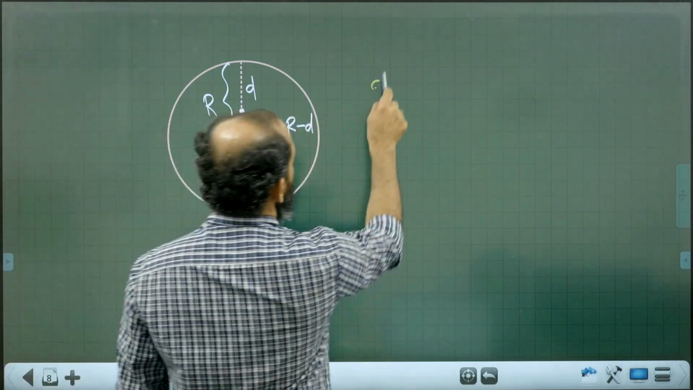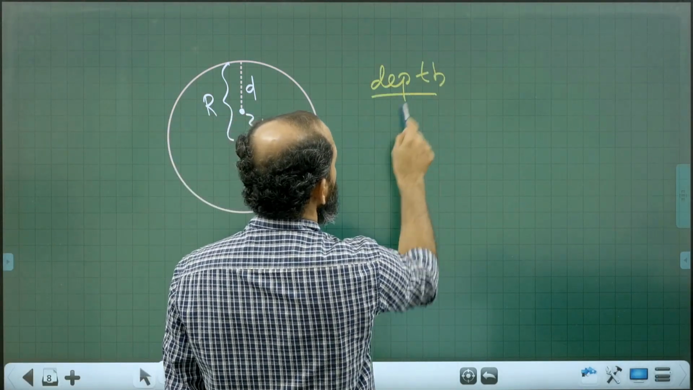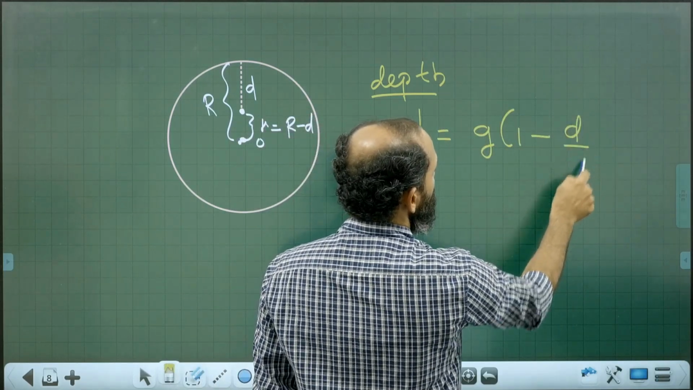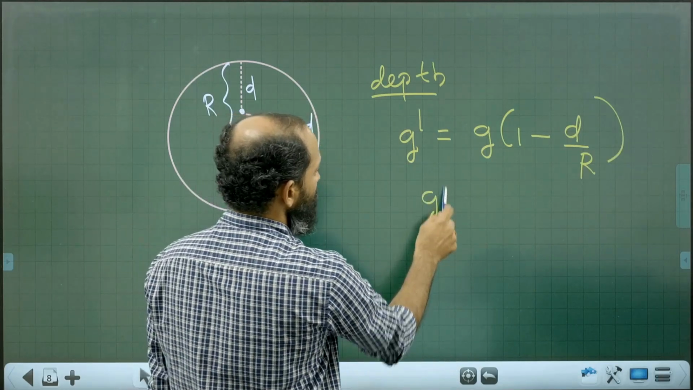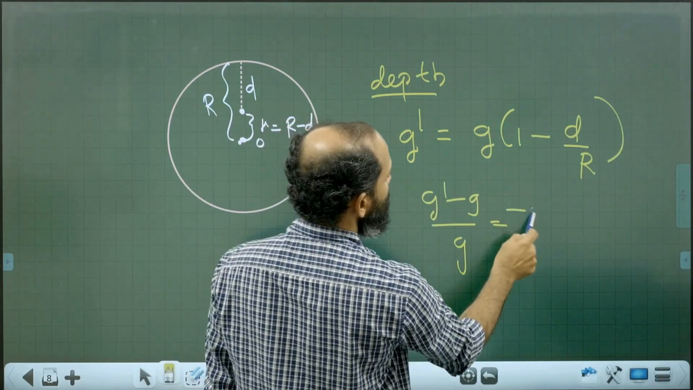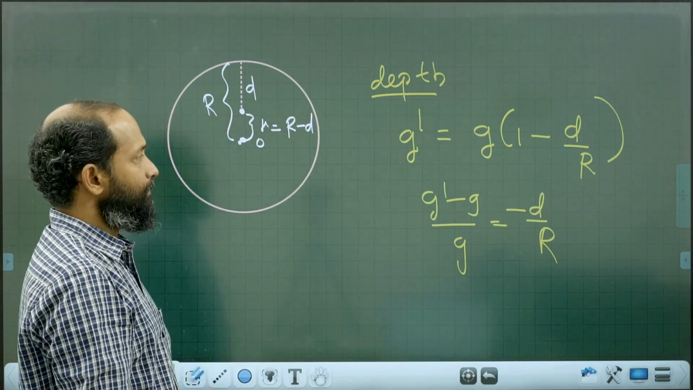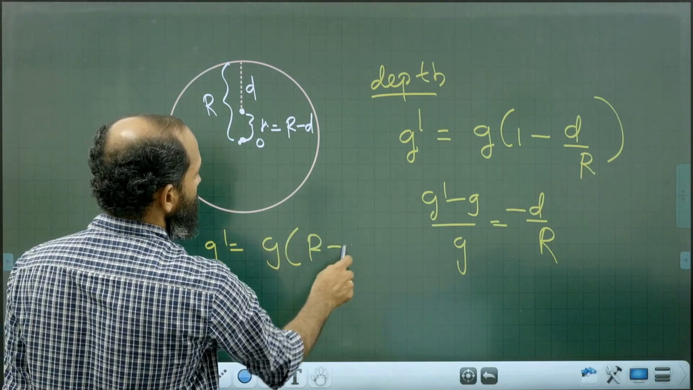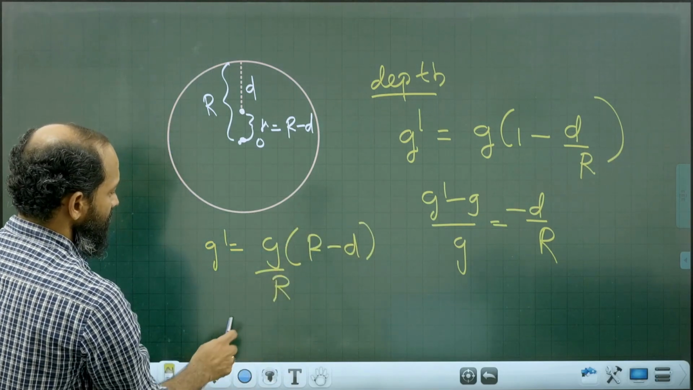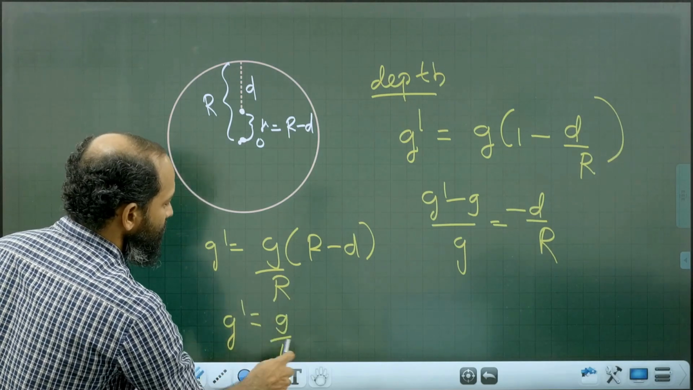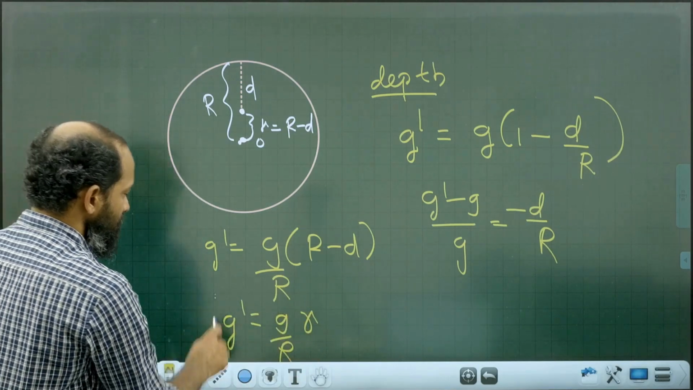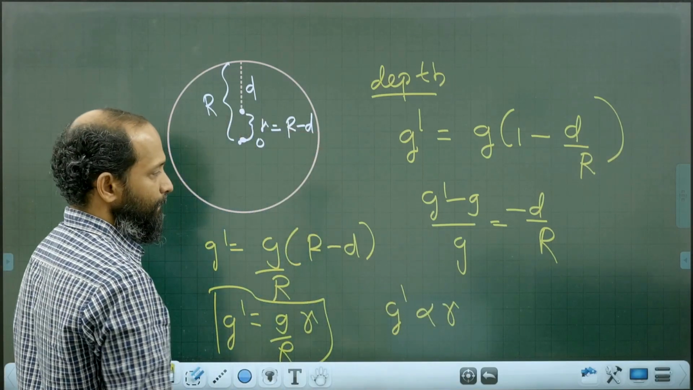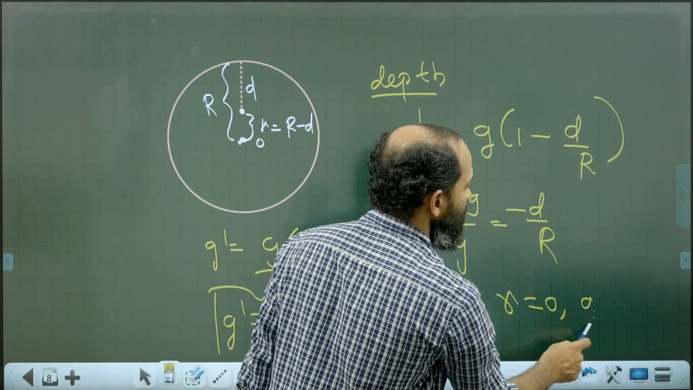Then at the depth d, the formula for acceleration due to gravity, as you know, g' = g(1 - d/R). So (g' - g)/g = -d/R. That can be rearranged to write g' = g(R - d)/R. Also g' = (g/R) r. See, this formula is very important, which says that g' is proportional to r. Where r is equal to 0, g' is equal to 0.